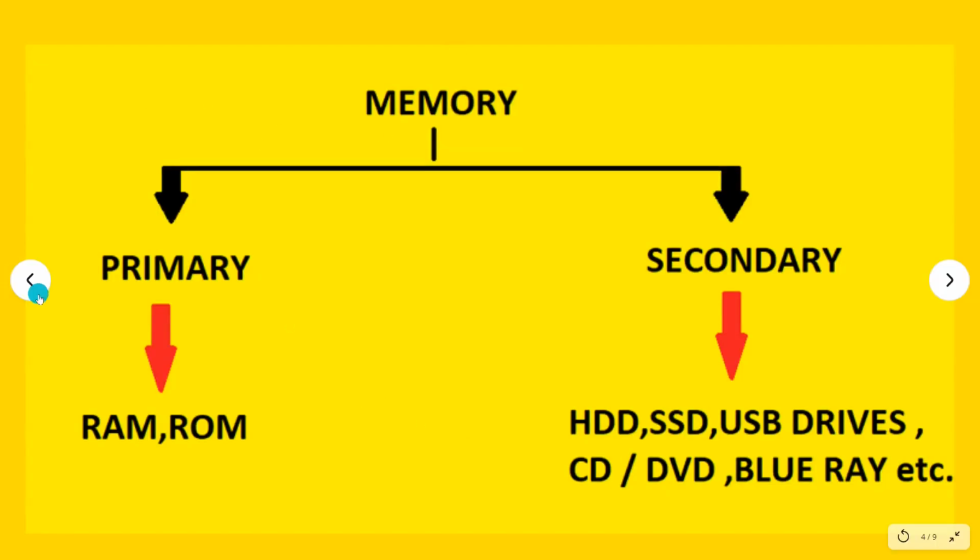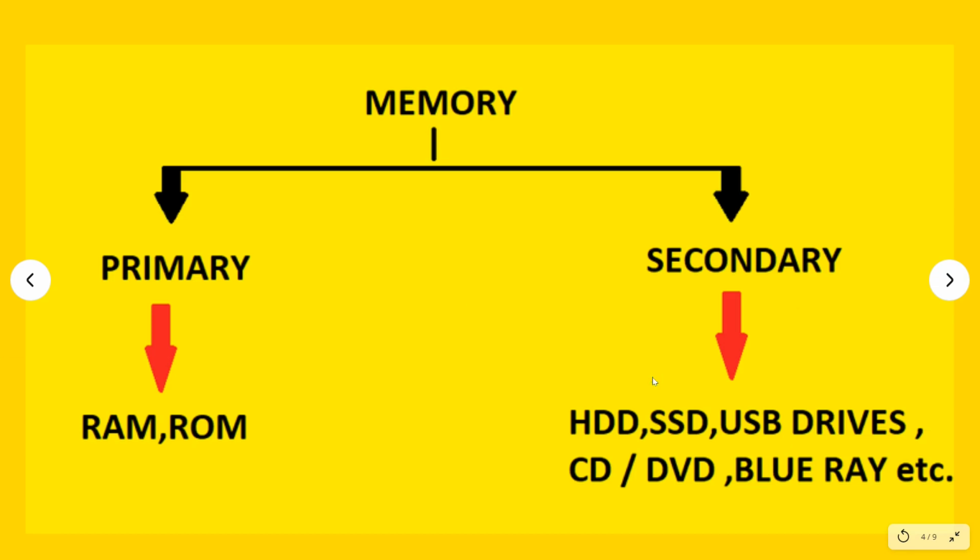There are majorly two types of memory, primary and secondary. The examples of primary memory are RAM and ROM, and the examples of secondary memory are hard disk drives, solid state drives, USB drives, CDs, DVDs, Blu-rays, etc. The secondary memory is slower than the primary memory because the primary memory is directly accessible by the CPU, so it is faster than the secondary memory.